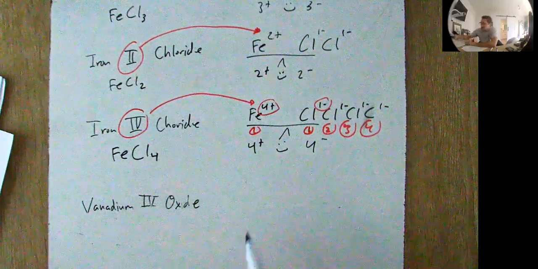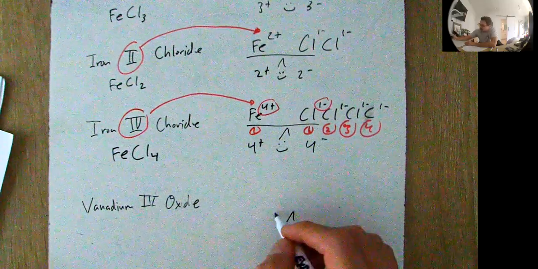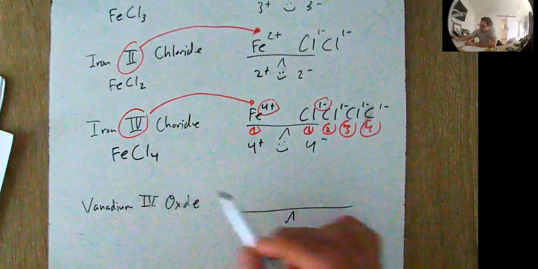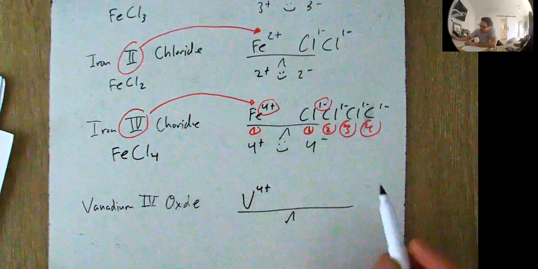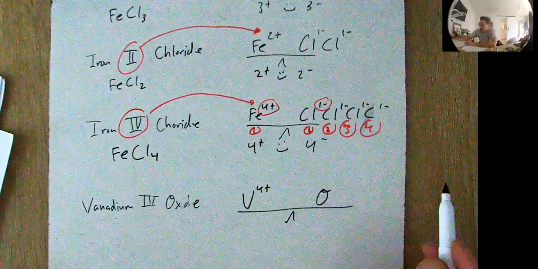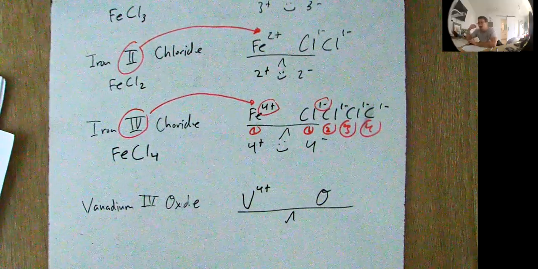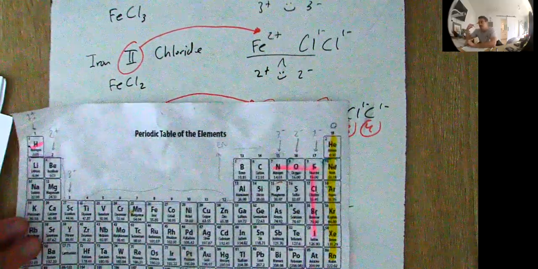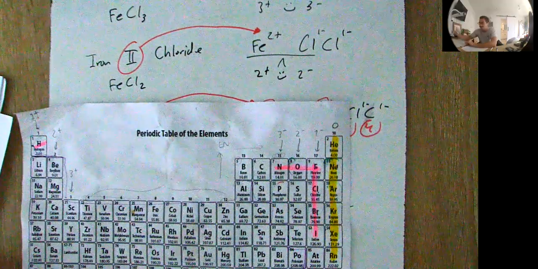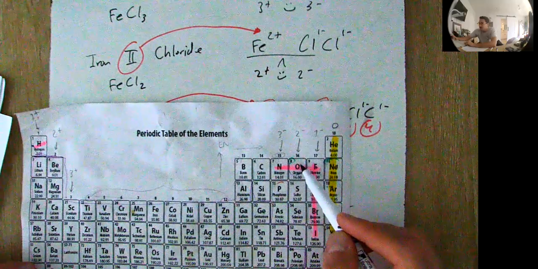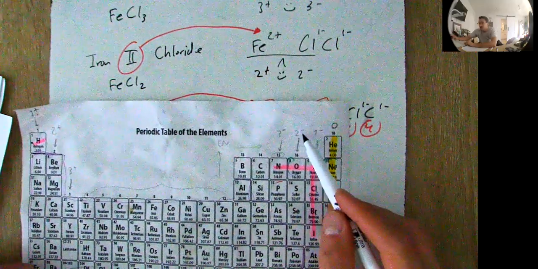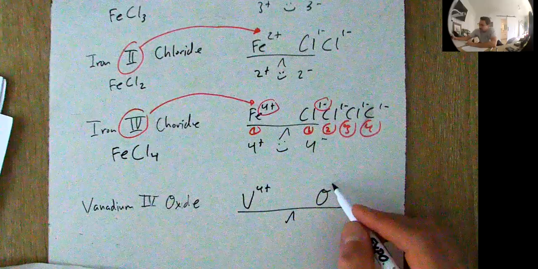Okay? So let's put our balance beam up. And it looks like we have vanadium with a positive 4 charge. And it looks like we have oxide. Huh, how can I tell what the charge on oxide is? Well, by its location on the periodic table in relation to the noble gases. So here's oxygen. And when oxygen becomes an ion, it has a 2 minus charge, and now it's oxide. So here's 2 minus charge.